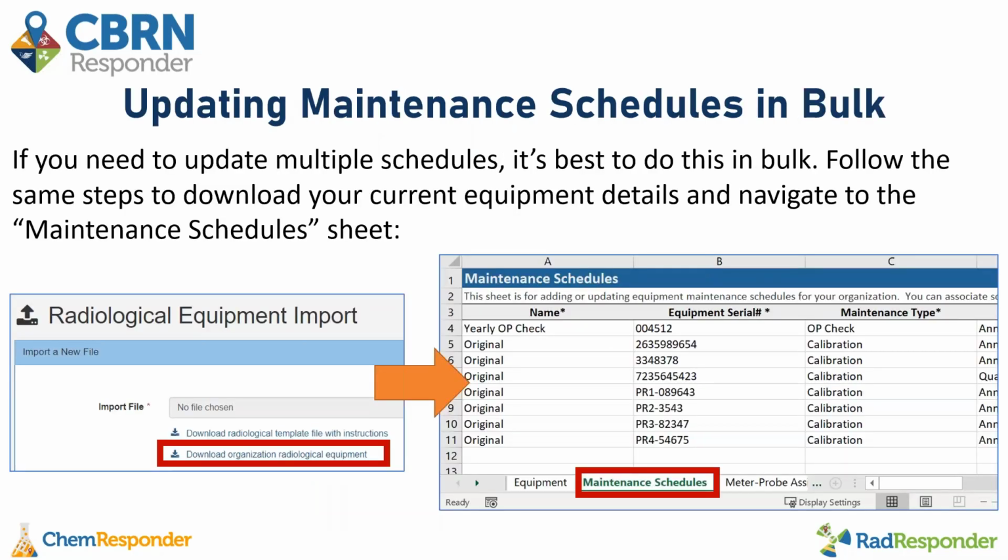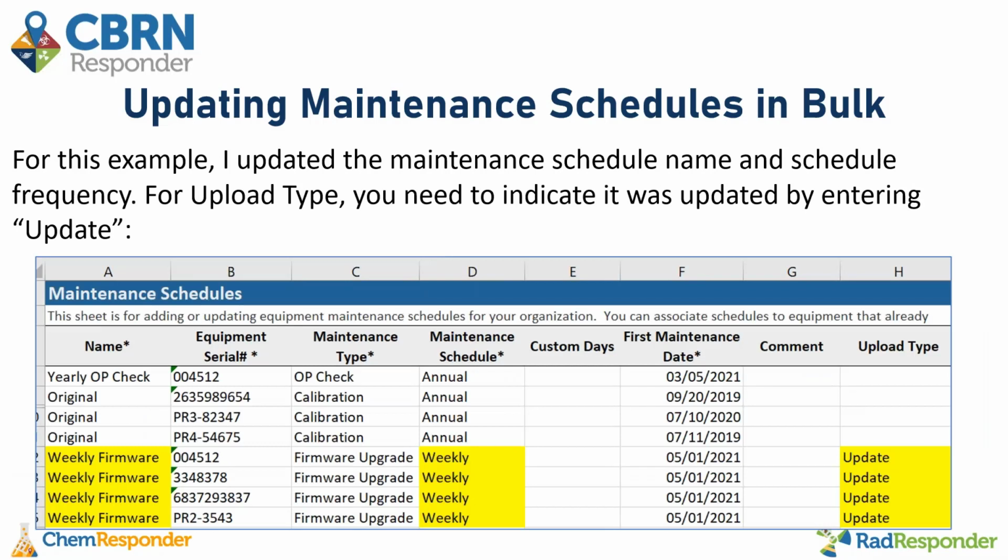And if you need to update multiple schedules, it's best to do this in bulk. So you'll follow the same steps to download your current equipment details and then navigate to the maintenance schedule sheet again. So for this example, I updated the maintenance schedule name and the schedule frequency, which I have highlighted. And for upload type, you need to indicate that it was updated by entering update in column H.